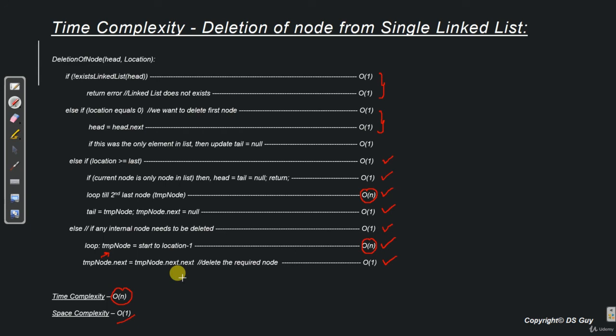So with this we come to the end of this video. In this video we have learnt how to delete a node from a single linked list, what the algorithm looks like, and what the time and space complexity of this algorithm is.